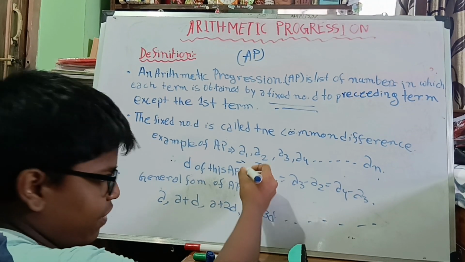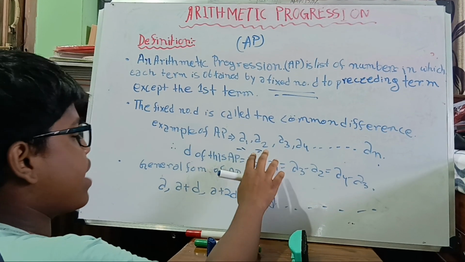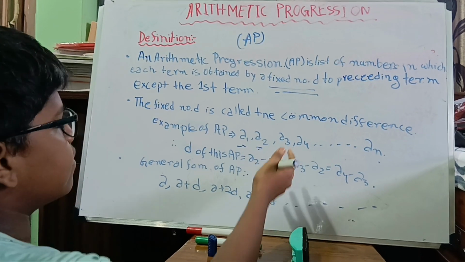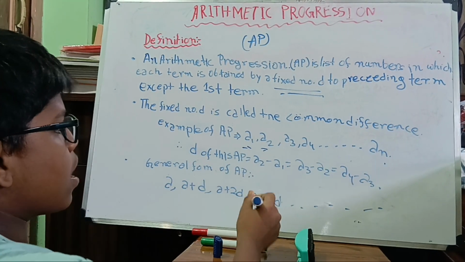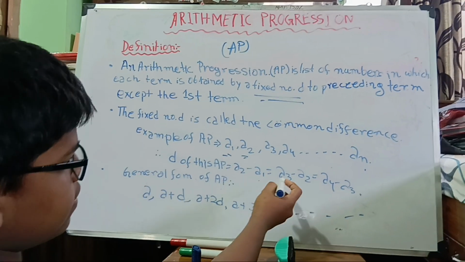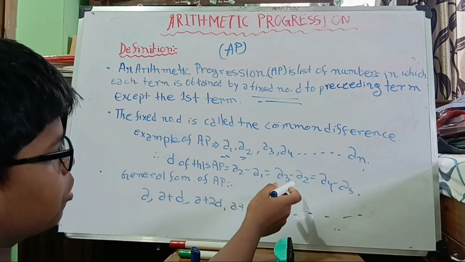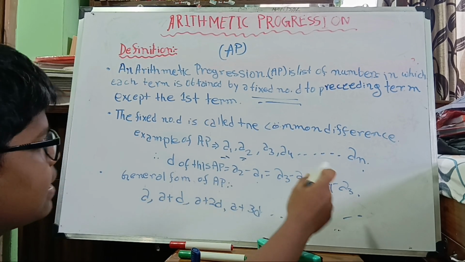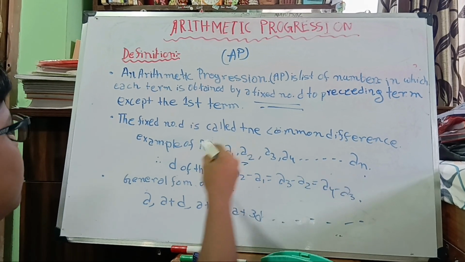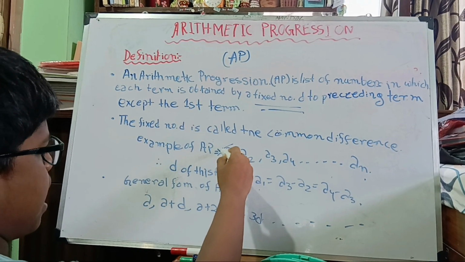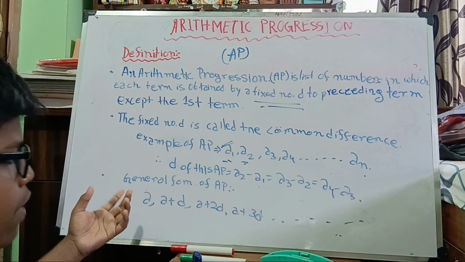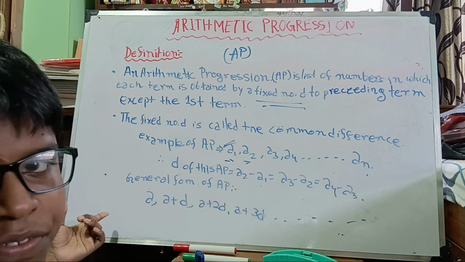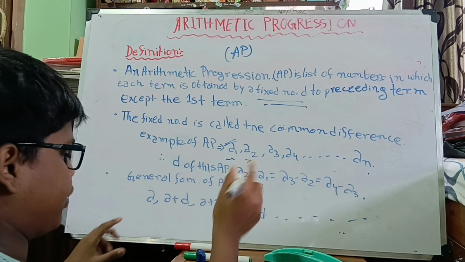If the common difference is the same for every term, then we can say this is an AP. If a2 minus a1 is equal to a3 minus a2 is equal to a4 minus a3, this means this is an AP. Now we have to understand the general form of AP, which is very important.